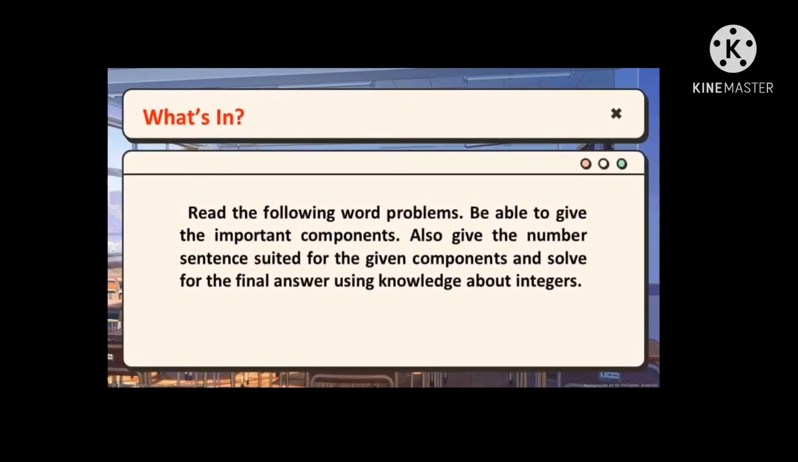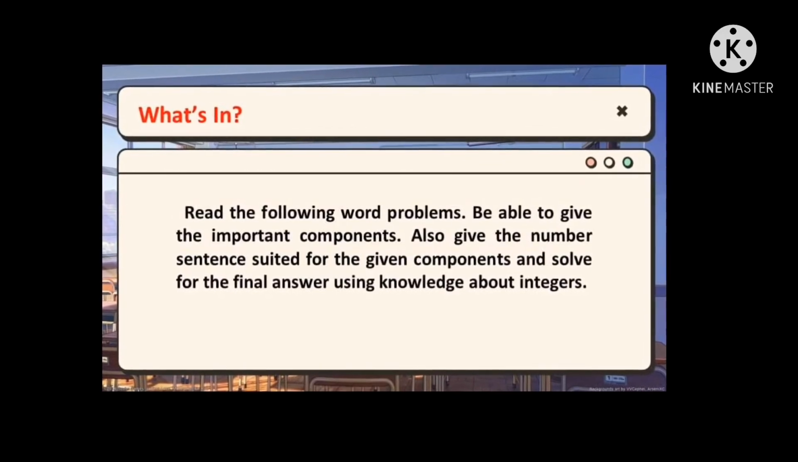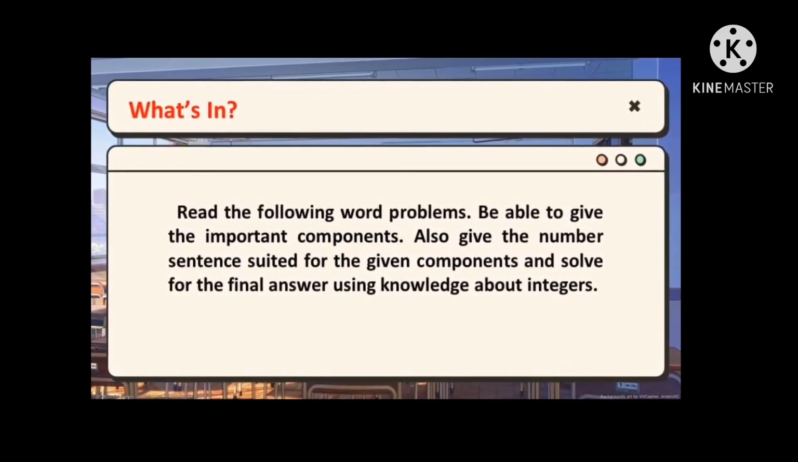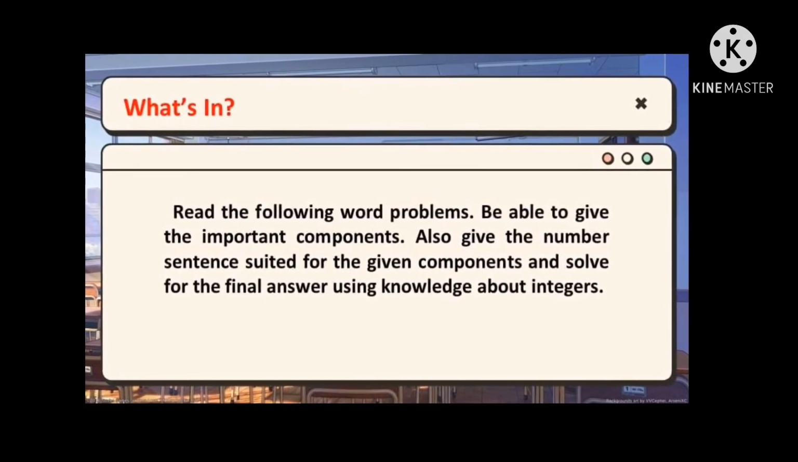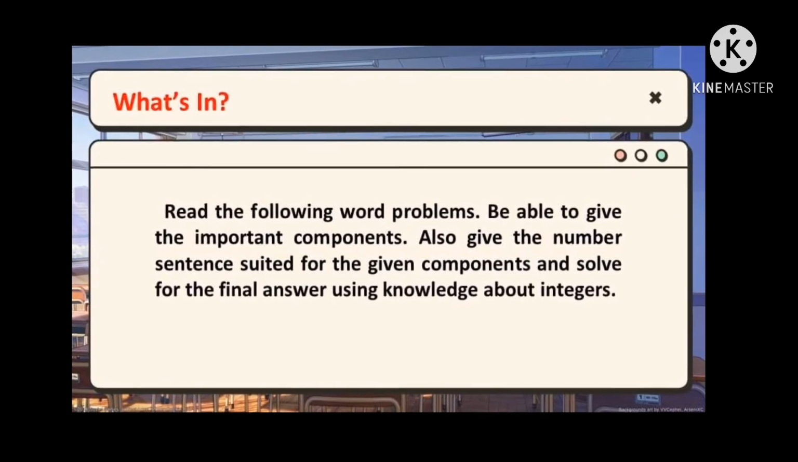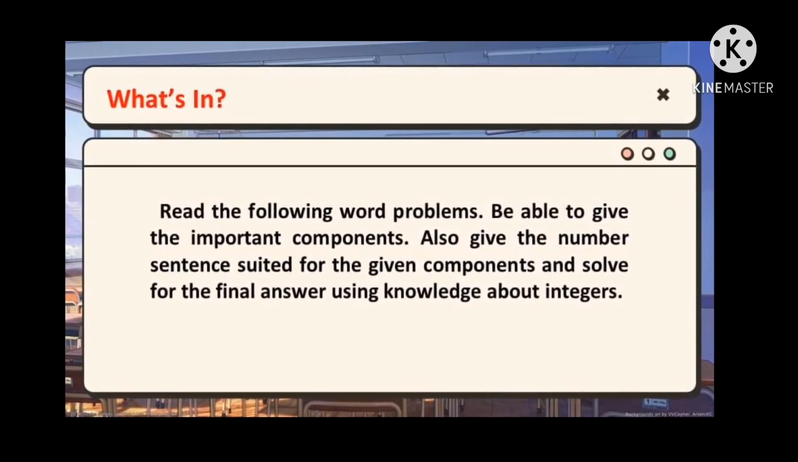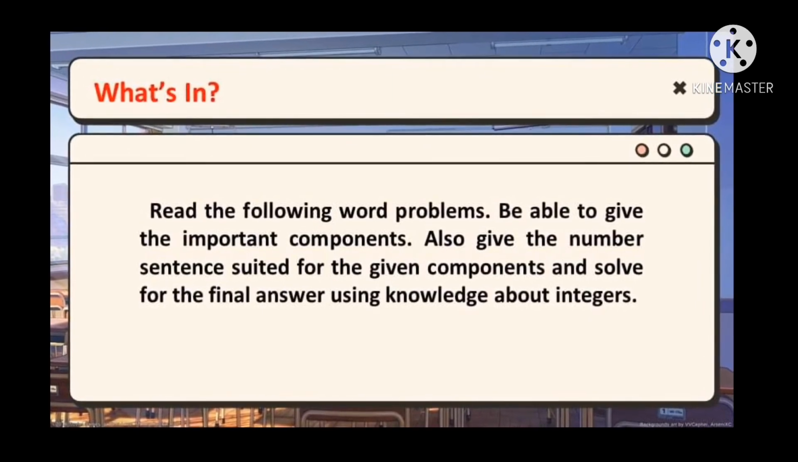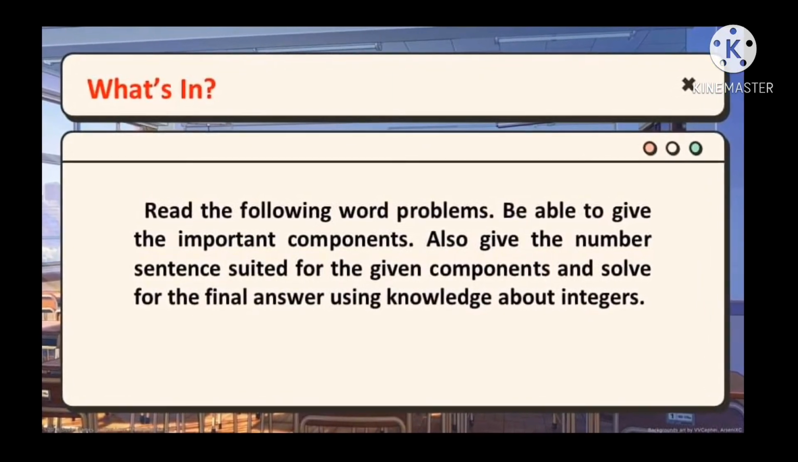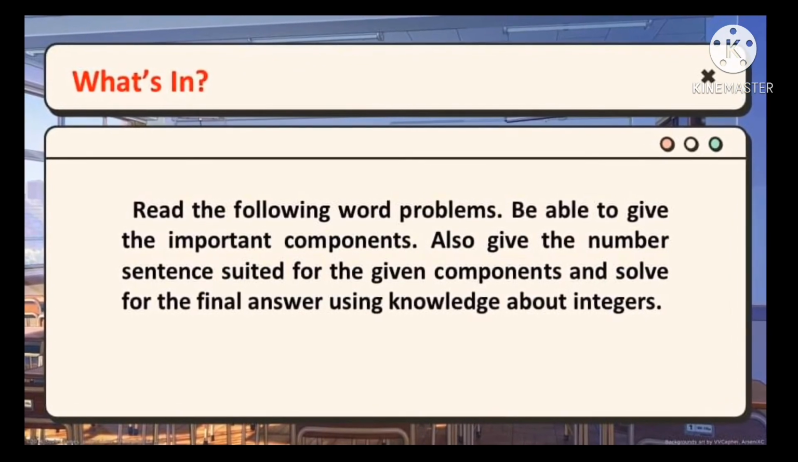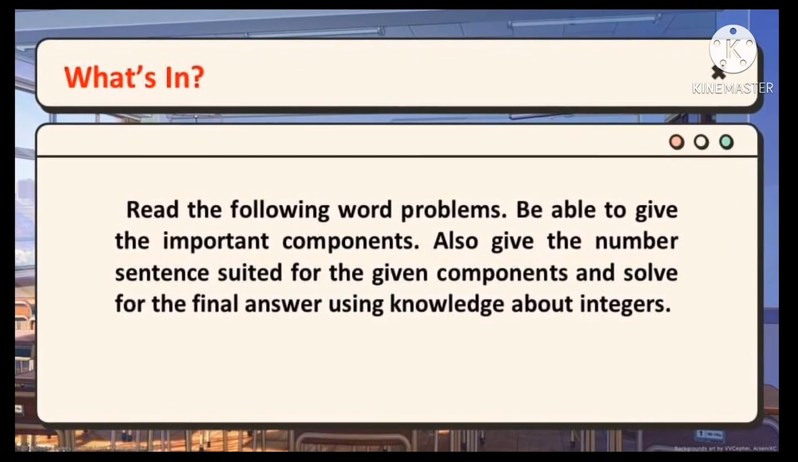Read the following word problems, and be able to give the important components. Also give the number sentence suited for the given components and solve the final answer using the knowledge about integers. You may use any available writing materials at home and techniques on how to solve each problem. Then ask your parents or guardians to submit your output on our next distribution and retrieval of worksheets and activity sheets.